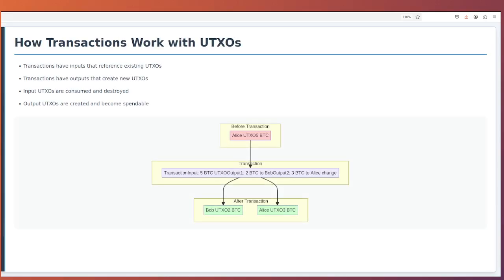How transactions create and consume UTXOs. Understanding how transactions work with UTXOs is essential for grasping the entire system. Every Bitcoin transaction has two main parts: inputs and outputs. Inputs are references to existing UTXOs that you are spending. Outputs are new UTXOs you are creating. When you create a transaction, you are essentially saying, I am taking these specific UTXOs as inputs, destroying them, and creating these new UTXOs as outputs.